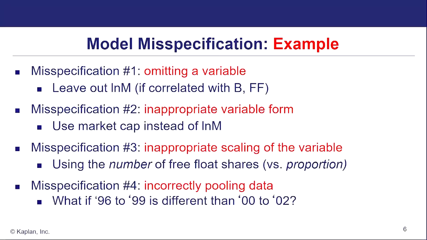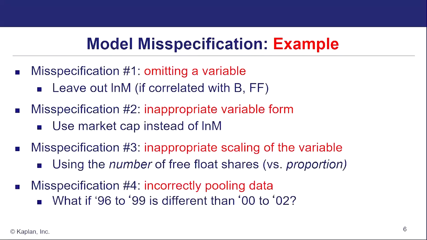The third misspecification is inappropriate scaling. Now, one of the variables included is free float. If I just include raw data, meaning a raw number of shares in a free float that is available in the market as free float, well, that would be unscaled data. Instead of that, I want to do a proportion, percentage of free float relative to outstanding number of shares. That would be more appropriate metric to use in the regression.